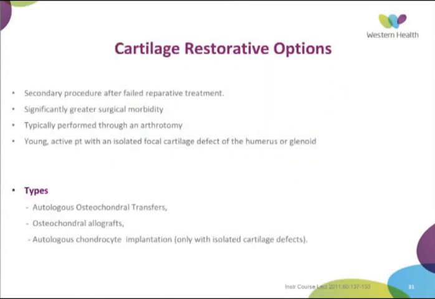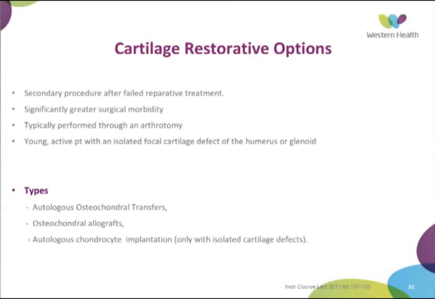If the reparative treatment fails, the next step is to do cartilage restorative options. And the difference is that this cannot usually be done through a single and simple arthroscopy, and they normally need an arthrotomy for them to be done. It's a good option in patients, again, who are young and active, and who've got isolated focal cartilage defects on either the humerus or the glenoid.